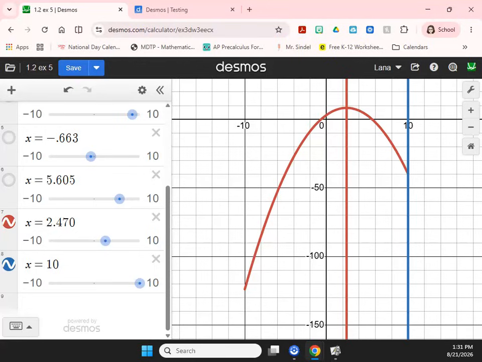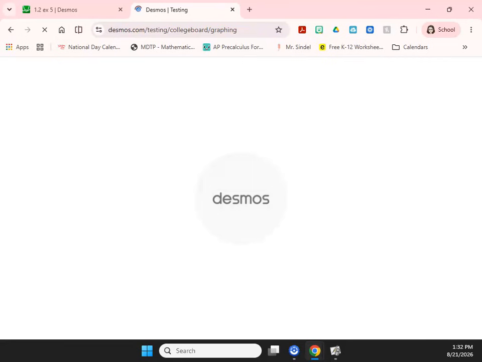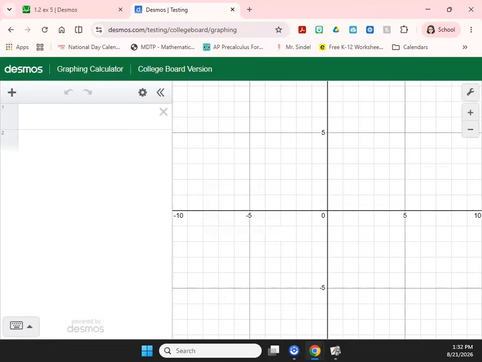What I'm in right now is the Desmos that you can log into. It's just plain old Desmos, all right? But that's the only place I can save things, so I don't have to go retype stuff. The Desmos testing, once you type that in, that's what it should look like with the green bar at the top, and it says College Board version.